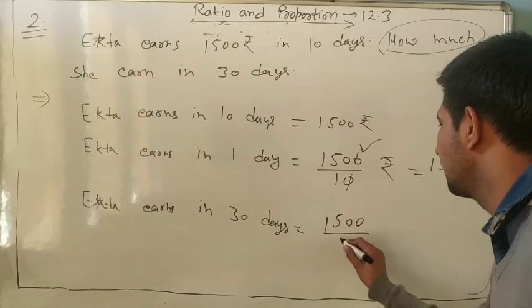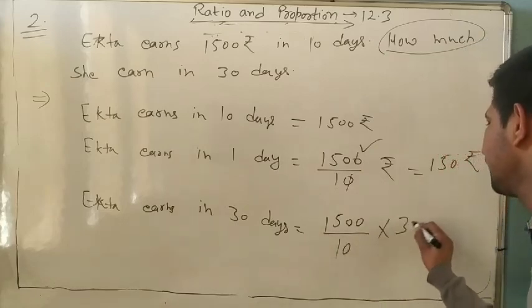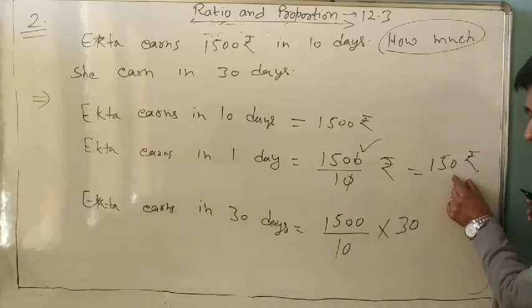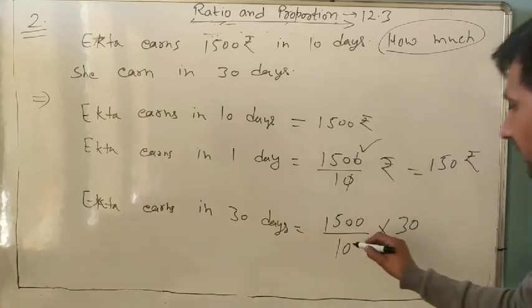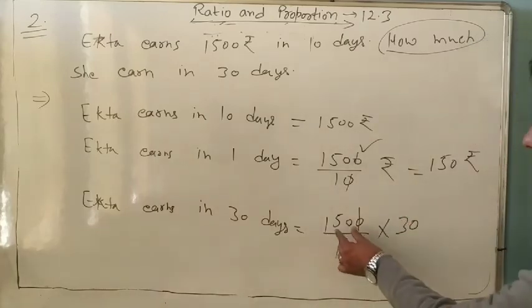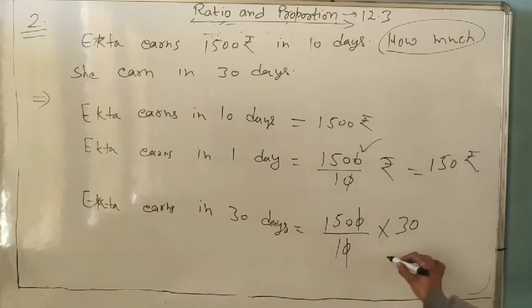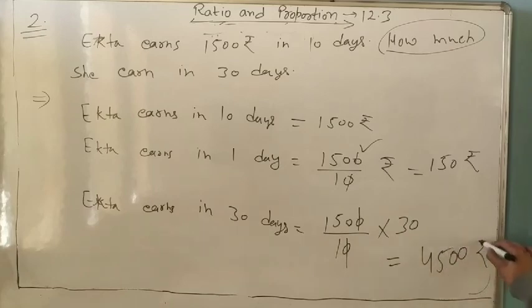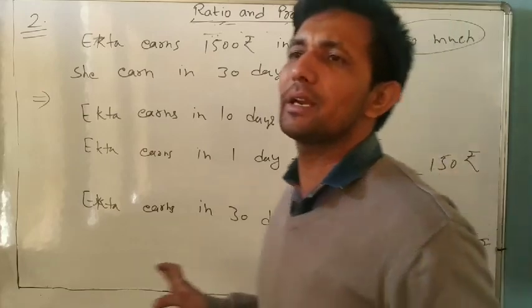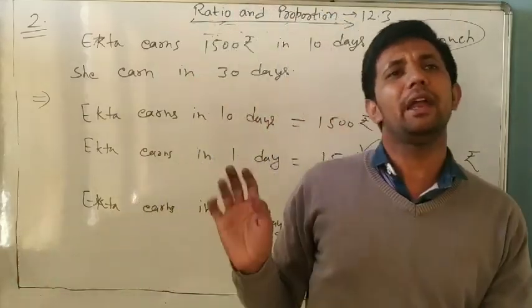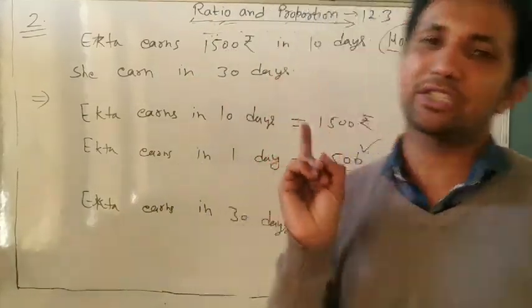Otherwise you can write it as 1500 divided by 10 and multiplied by 30. Cancel 0 with 0, 150 again comes, and now multiply it: 15 into 3, 45. So how much does Ekta earn in 30 days? 4500 rupees. It is a very simple question. In every question, we first find the value of 1 unit.